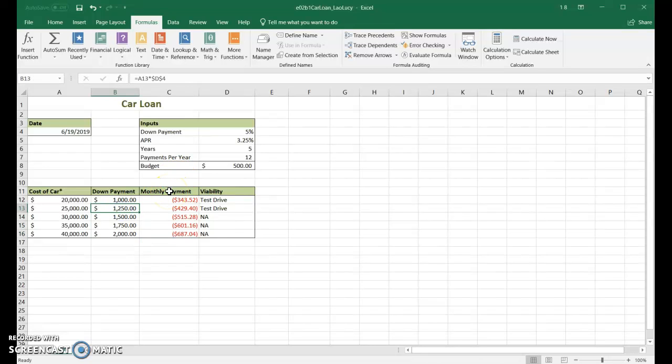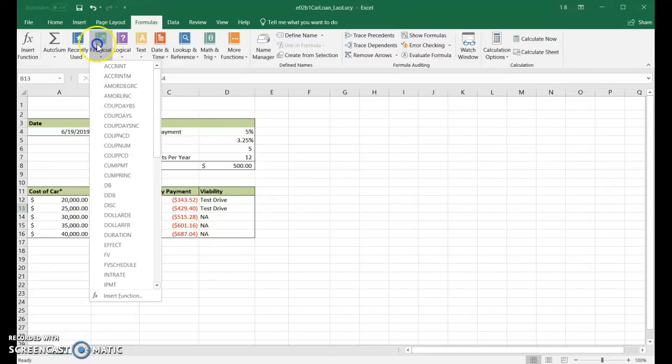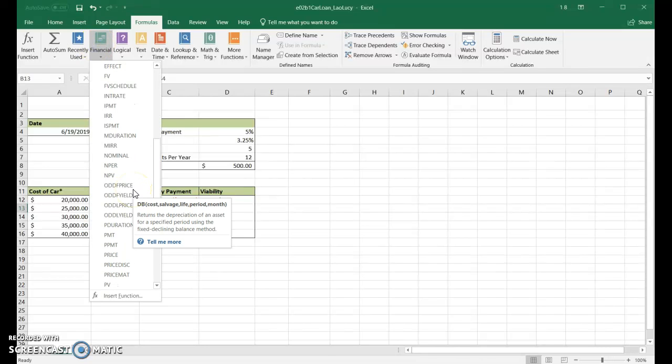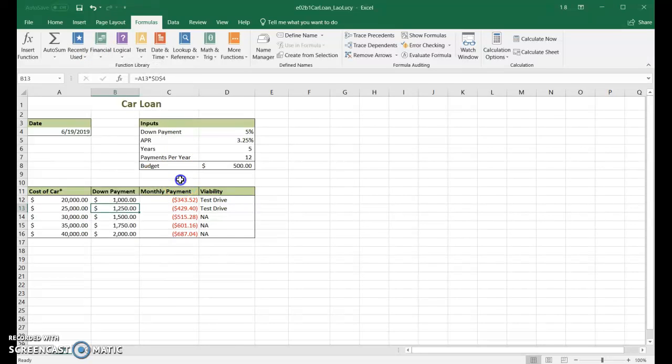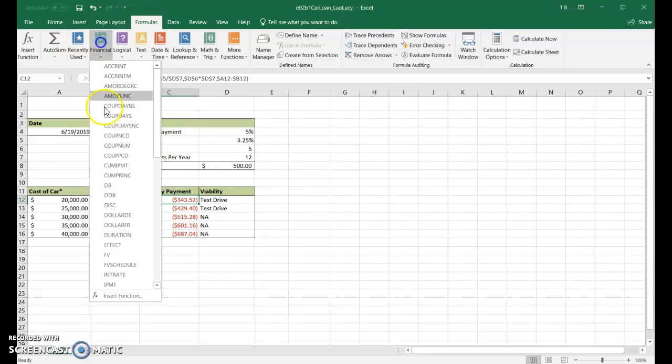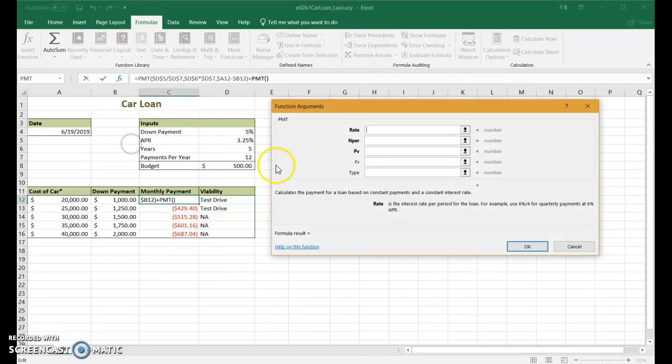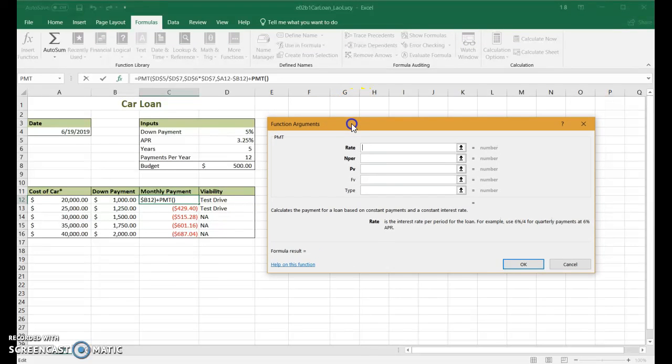Next, we calculate the monthly payments on the car, and we have to go to formulas, go to financial, and we click on PMT. Over here. Now we get the rate. So the rate is 3.25%, but that's the rate per year, not the rate per month, which is what we need.